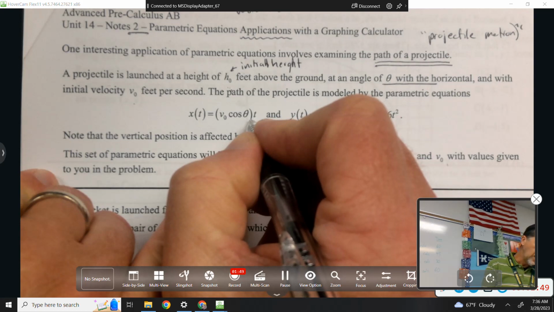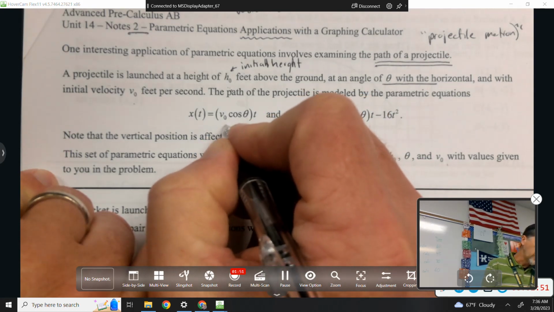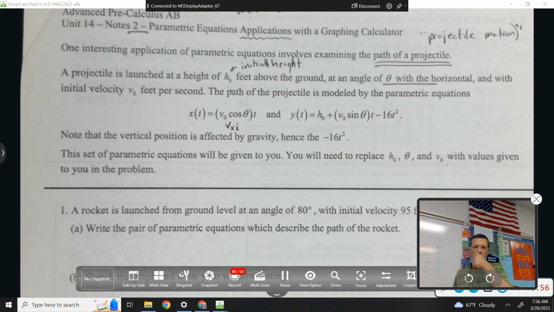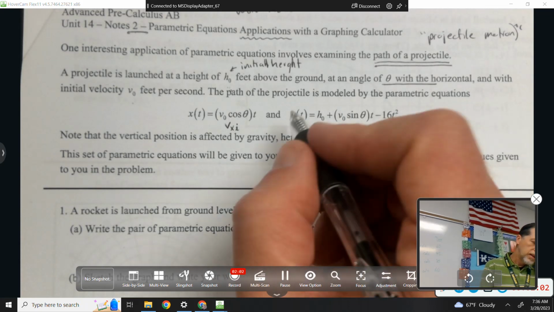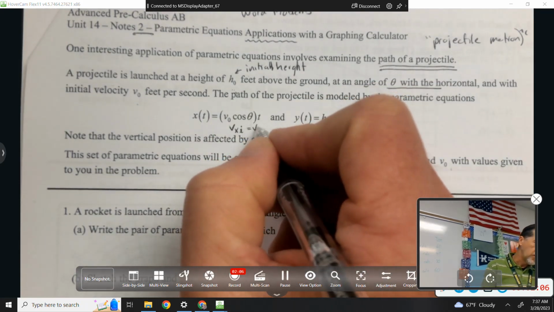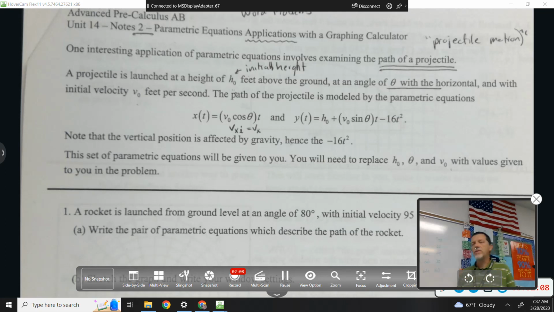x equals v0 cosine theta times t. v0 cosine, that's the initial x velocity. I'm going to leave it as v0 cosine, but you might have called it vxi, or just vx, since it doesn't change. There really isn't an initial and final. It's all vx.